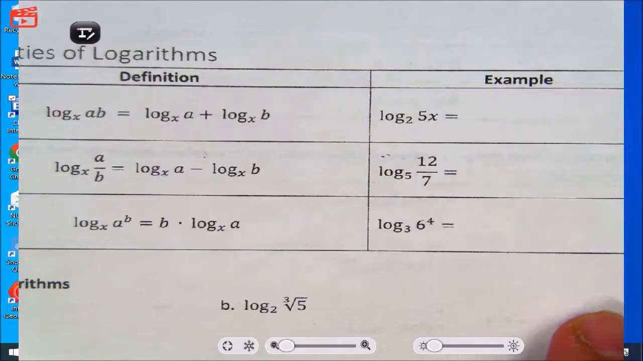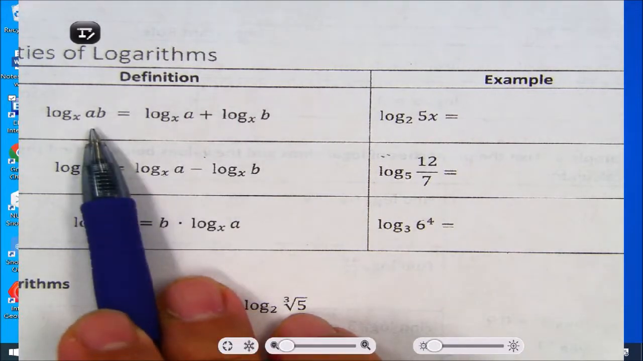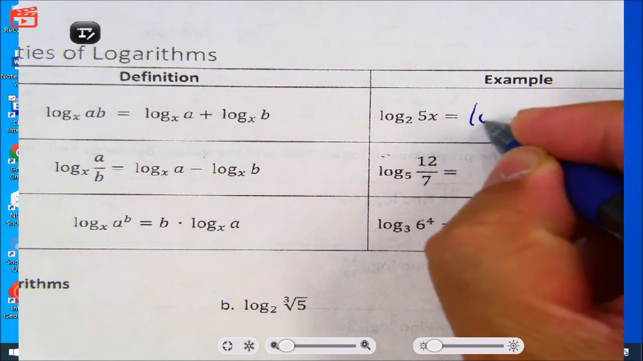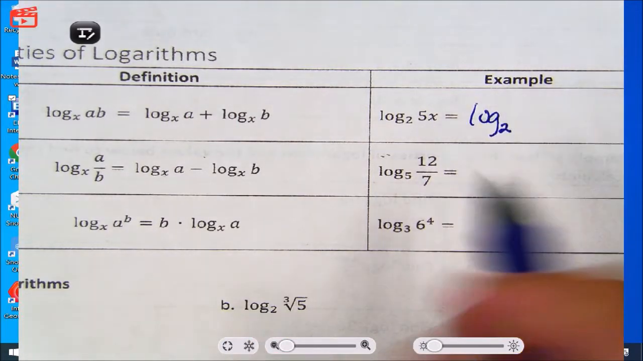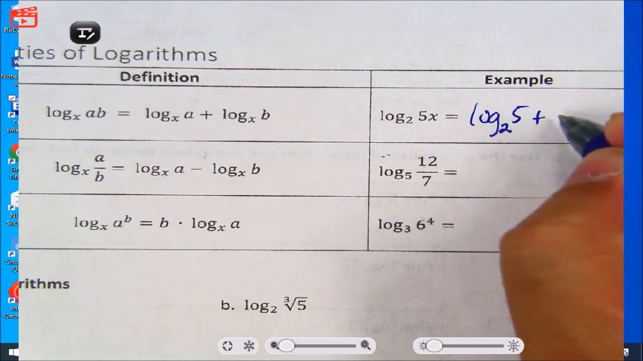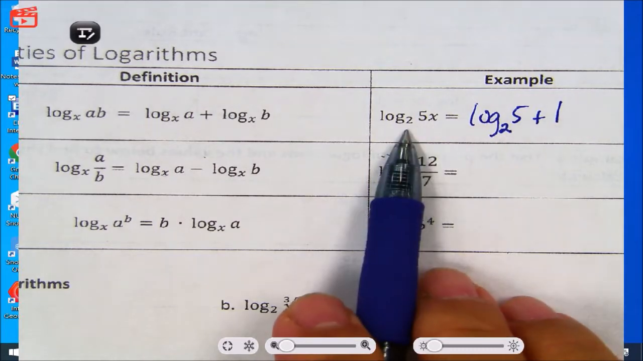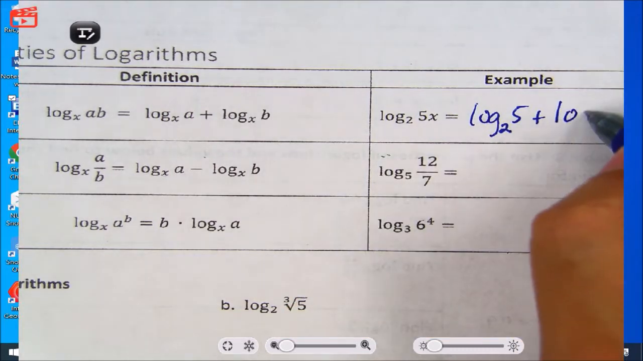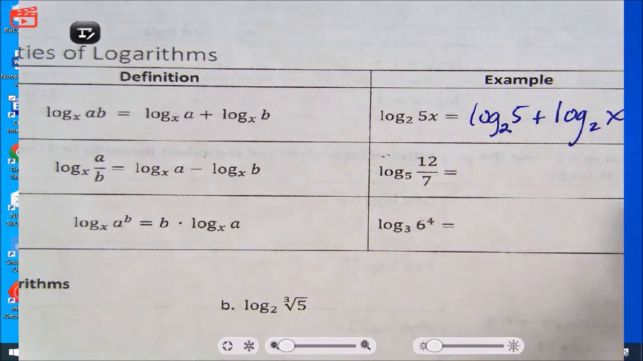All right, so the first one is just a product rule. So we're going to change this product to addition. So this would be log base 2. This is 5 times x, so it becomes log base 2 of 5 plus, it came from there, it's part of the problem, log base 2 of x. That's it.